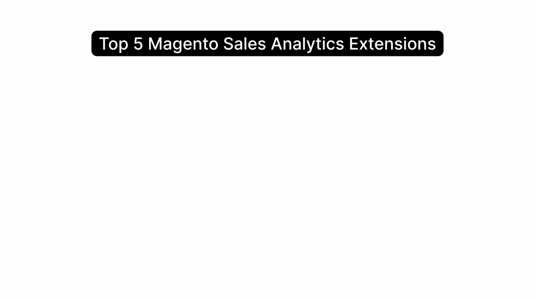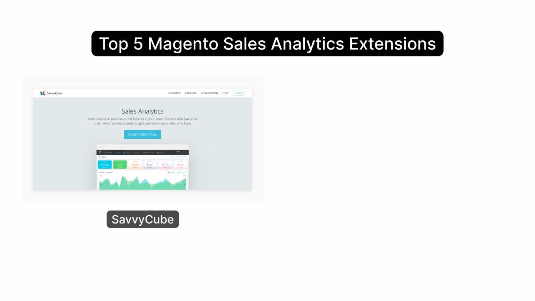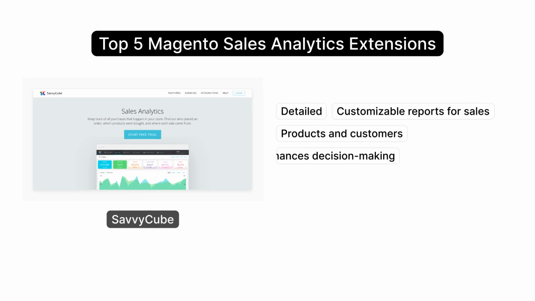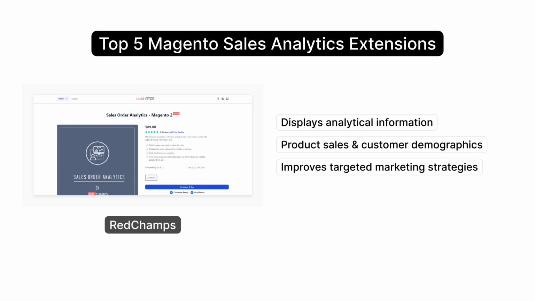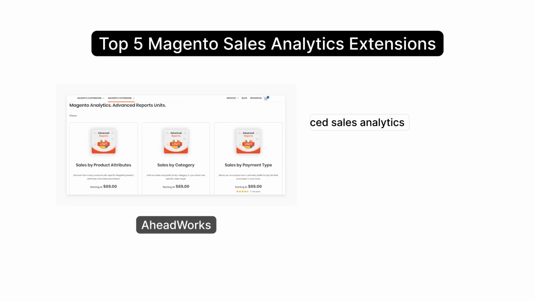Lastly, let's have a look at the top 5 Magento Sales Analytics extensions. SavvyCube provides detailed, customizable reports for sales, products, and customers. Enhances decision-making with data-driven insights. RedChamps displays analytical information about product sales and customer demographics. Improves targeted marketing strategies. AheadWorks offers advanced sales analytics and detailed reports.